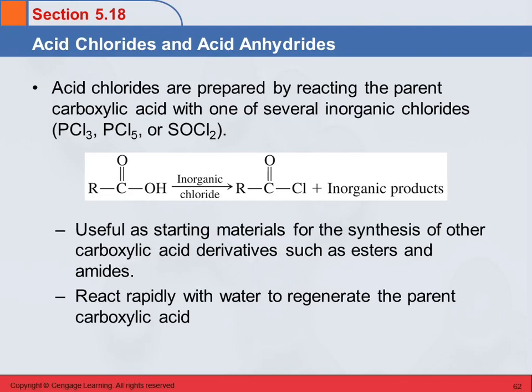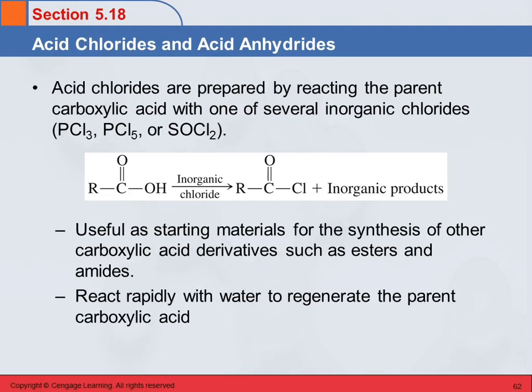Acid chlorides are made by reacting that parent carboxylic acid with an inorganic chloride. There's several different ones that will work. But we take the acid here, we react it with a chloride, and it substitutes the chloride in for the hydroxide.